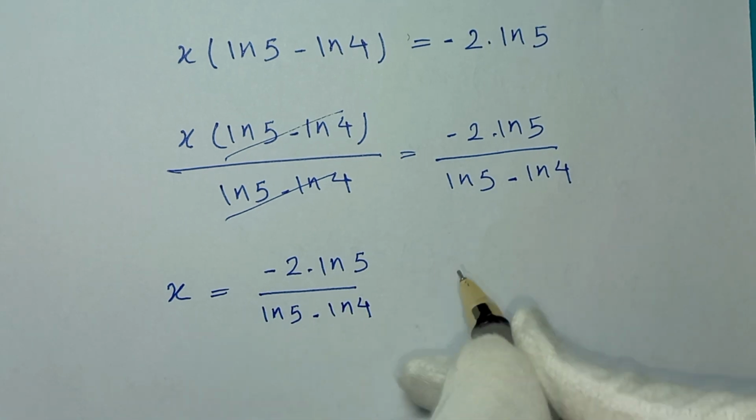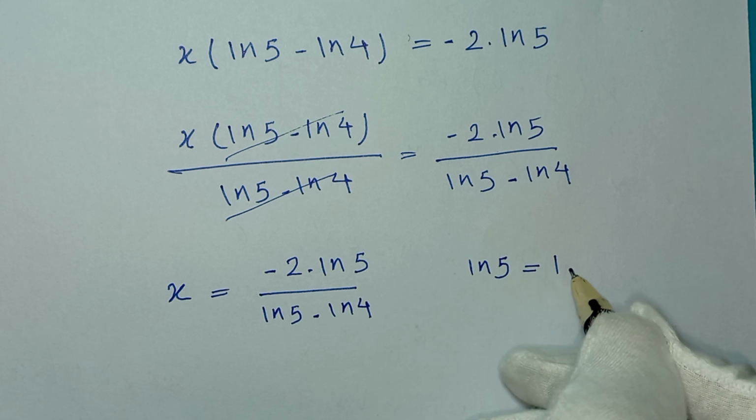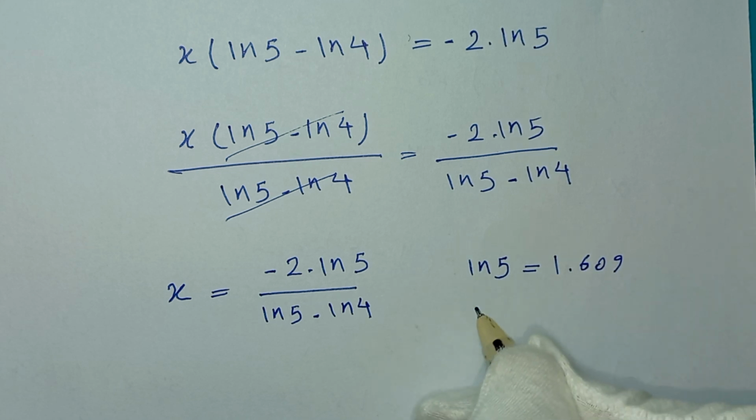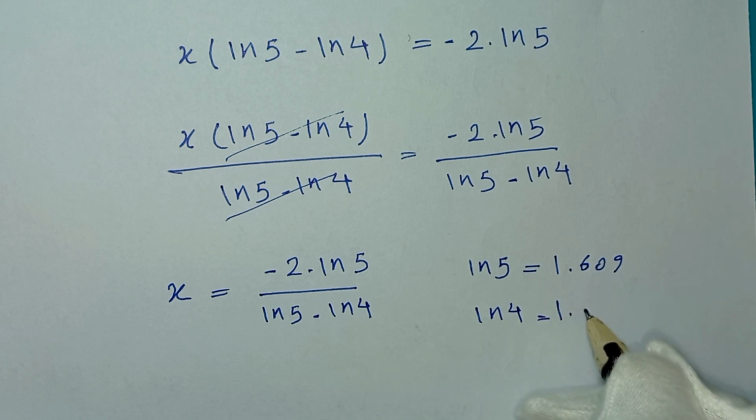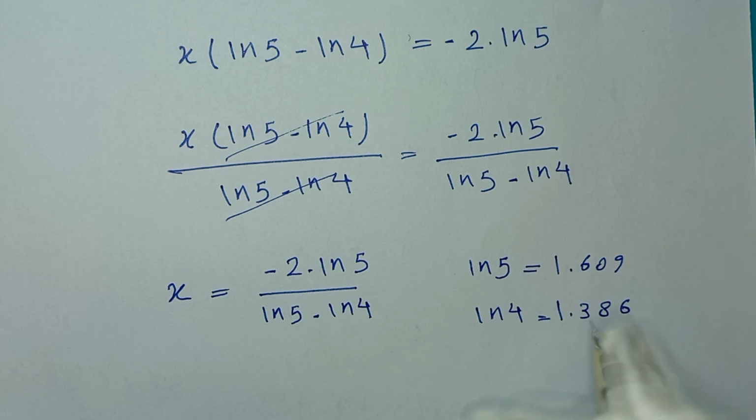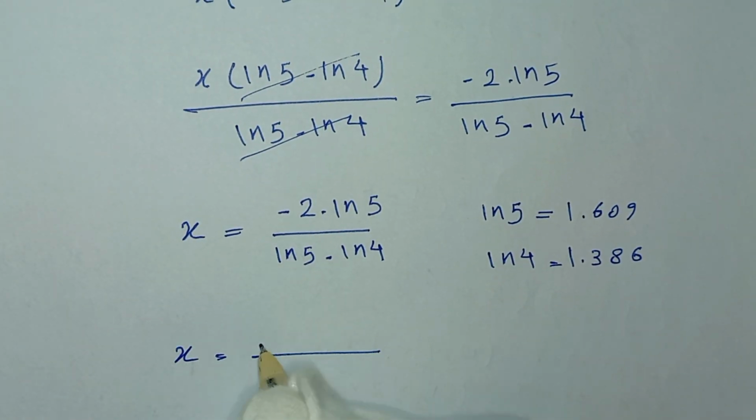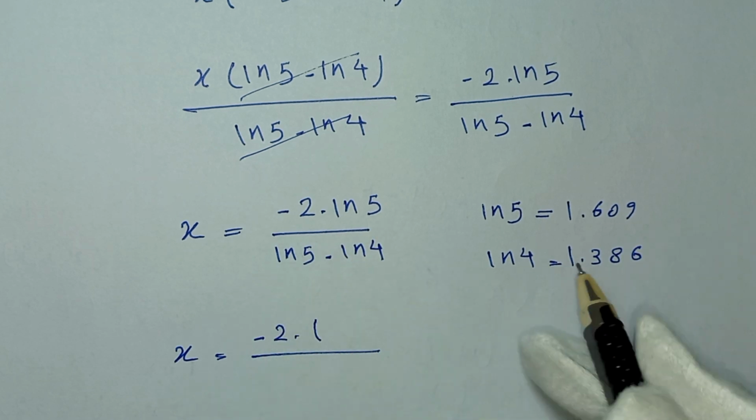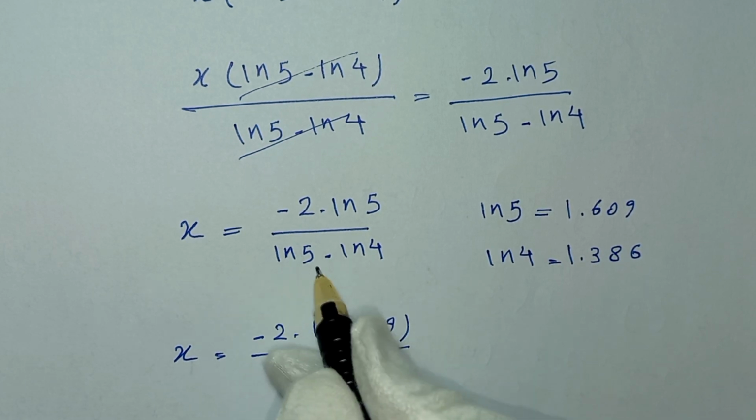And here, ln of 5 is equal to 1.609 and ln of 4 is 1.386. And here x is minus 2 times ln of 5, ln of 5 is 1.609, and here ln of 5 minus ln of 4.